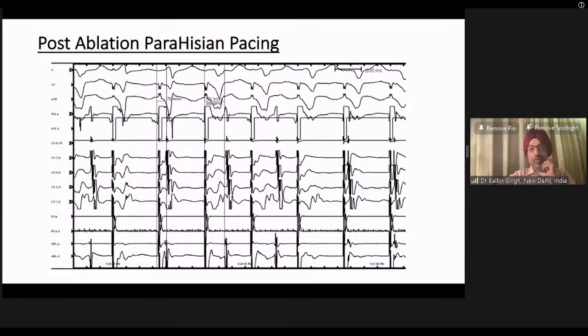Then there was retrograde conduction 1:1 with earliest at His. The question was, is this retrograde conduction through His or through the accessory pathway? So this is a parahisian pacing. You look at the third beat, it is a narrow complex. Look at the fourth beat, it is wide complex. So there is a clear delay in the V to A between the third and the fourth beat, telling you that this is from the AV node and not accessory pathway. And following which, we could not induce any tachycardia, and patient is asymptomatic since ablation.